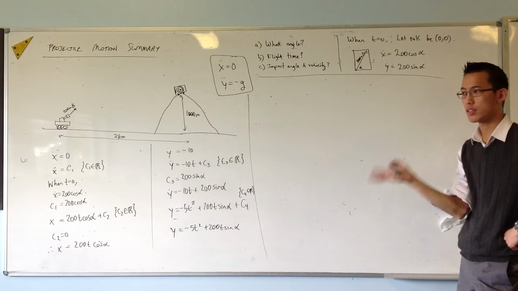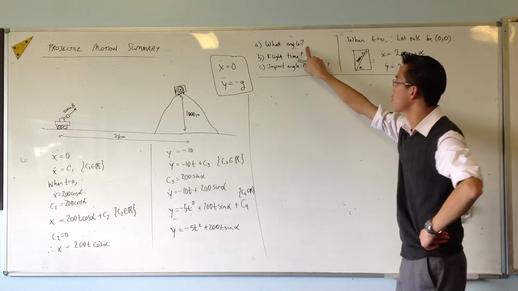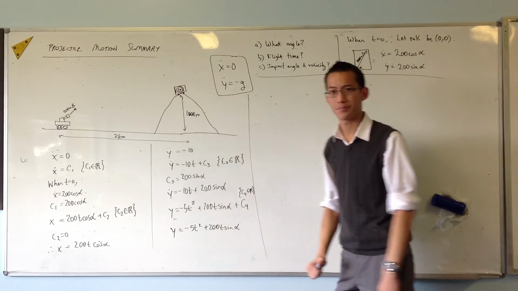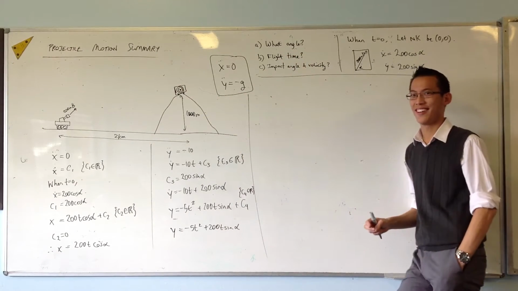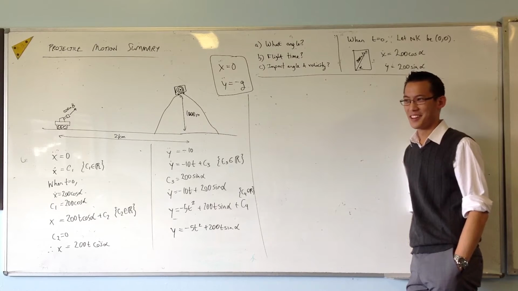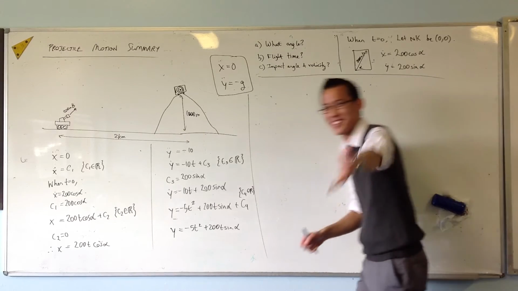I go with these equations? Remember what I'm trying to work out? I'm trying to work out what angle should I fire at in order to hit this target. Any suggestions? We spent a whole double period on projectile motion? Yeah, Seb, what do you reckon?